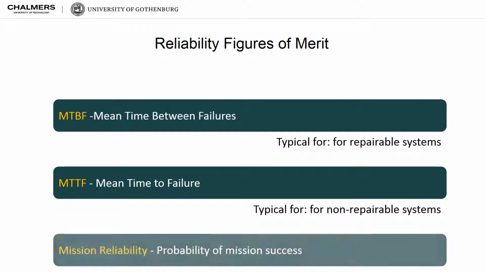Mission reliability is defined as the ability of a system to perform its required function for the duration of a specified mission profile. This perspective on reliability is useful for systems that are operated frequently or over long periods of time, such as most vehicles, industrial machinery, and electronic equipment.